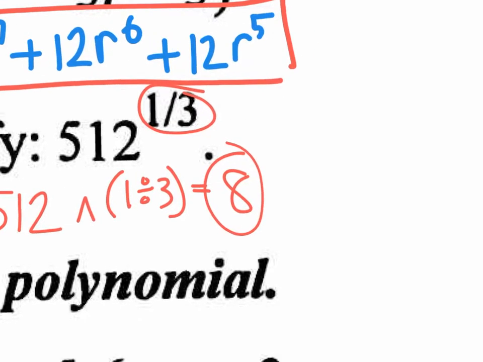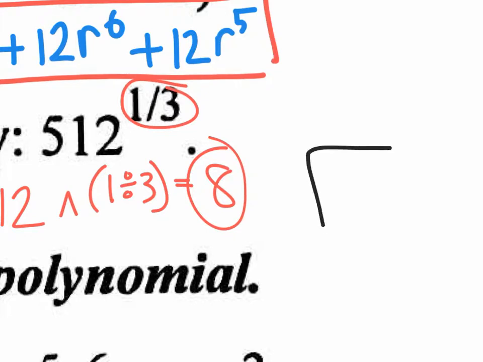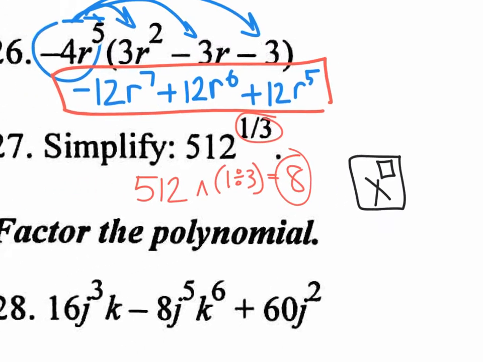So there is a button. Let me just draw it right here so you can see what it looks like. You have an X with a little box up here. That's what you would hit instead of the caret button. And then you would type in 1 divided by 3 in the exponent, and it will give you the answer 8. Okay?